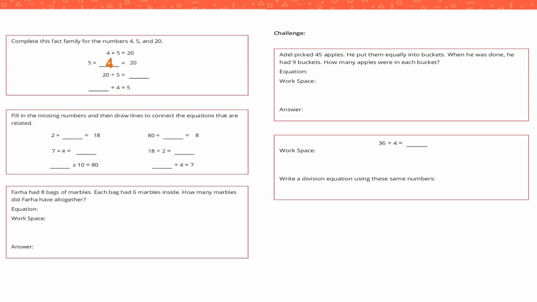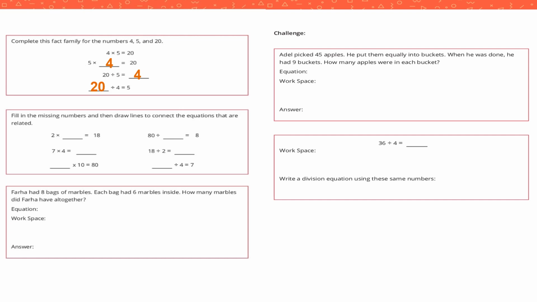The next division equation is 20 divided by 5 equals 4. And what divided by 4 gives me 5? Sure, 20.